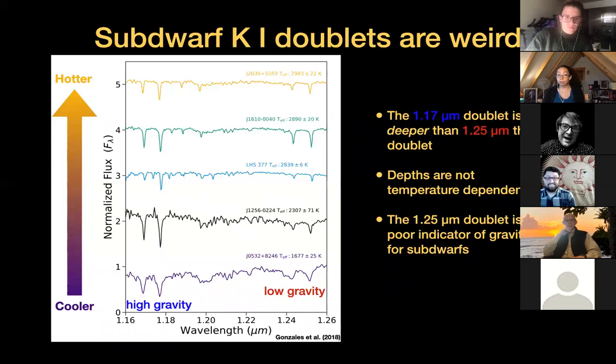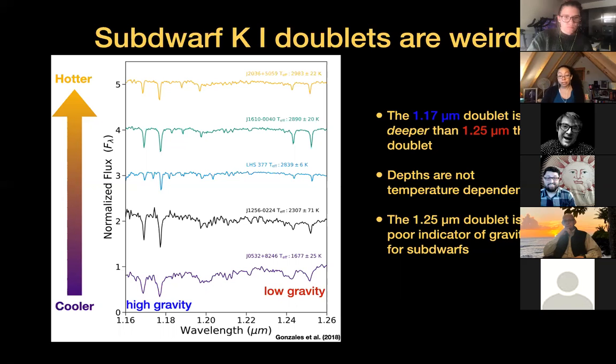We looked to see if there were any trends with temperature, and we didn't find that. So really what this is telling us is the 1.25 doublet is a poor indicator of gravity for subdwarfs, and we really need to dig into why we're seeing this. One thought is we could be probing two different pressure layers in the atmosphere. That could be driving this, but really we need more medium resolution data of subdwarfs to draw a stronger conclusion because we only have these 5 objects right here.